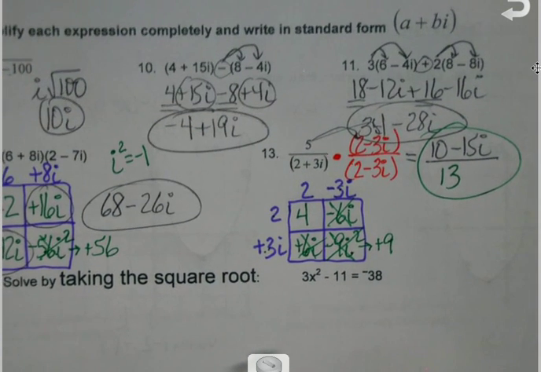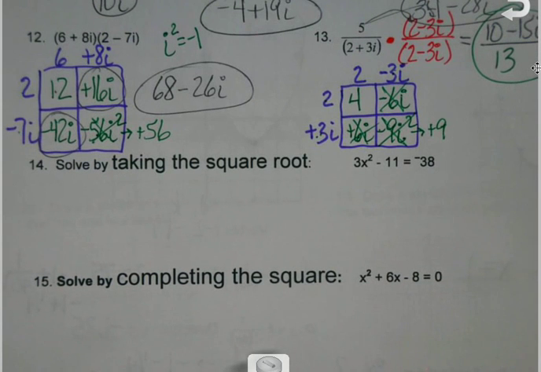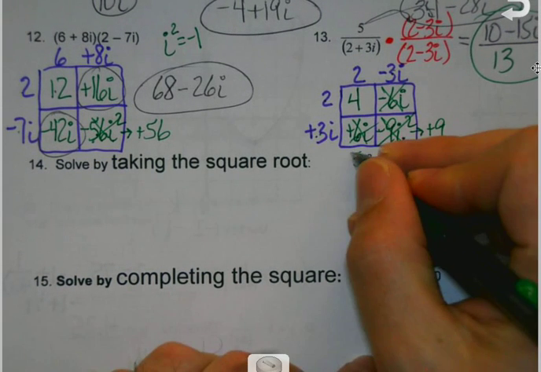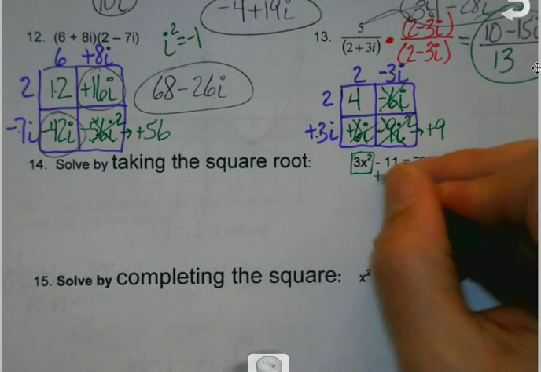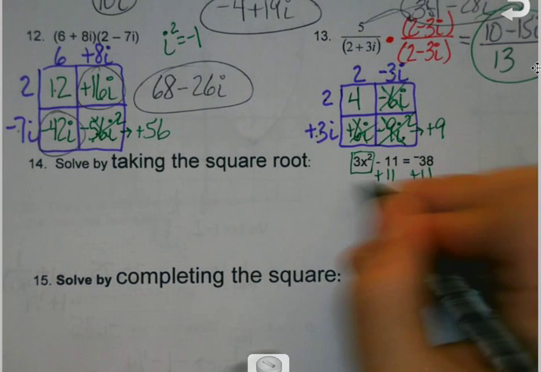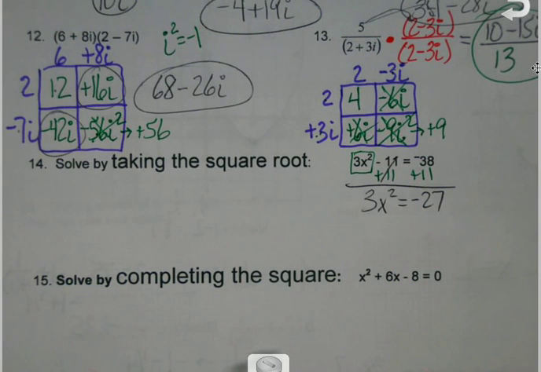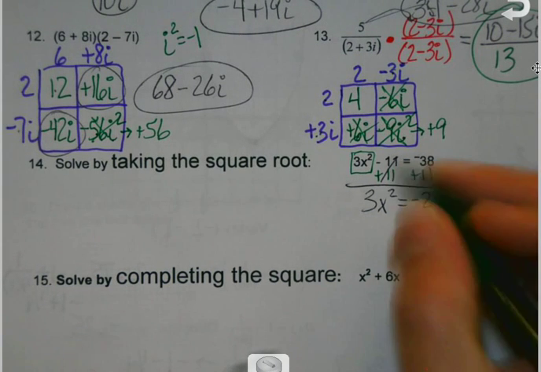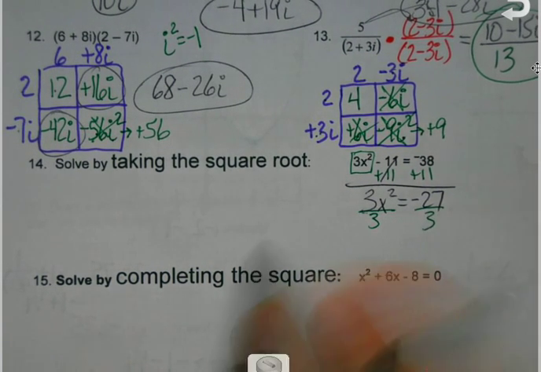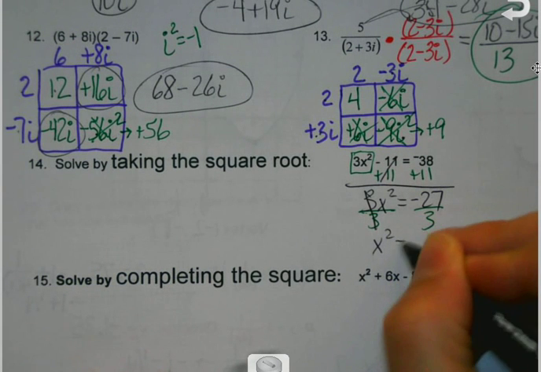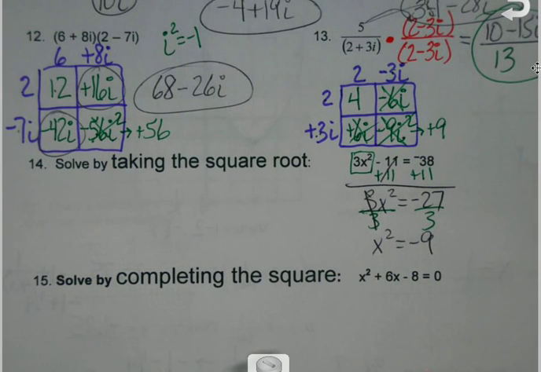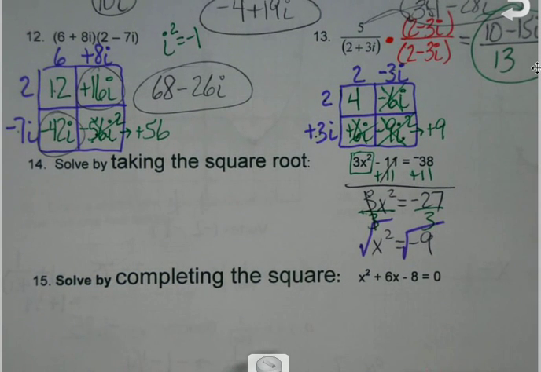So next, solve by taking the square root. All right. You're like, we've already done this. Well, I've got to do it again. Isolate my x squared term. Sometimes it may only take one step. Other times it may take a second. But until that x squared is alone, don't do the square root yet. Even if that was a perfect square, don't do it. Not until we're isolated. Once we're isolated, once it's just x squared left, now I can take the square root.